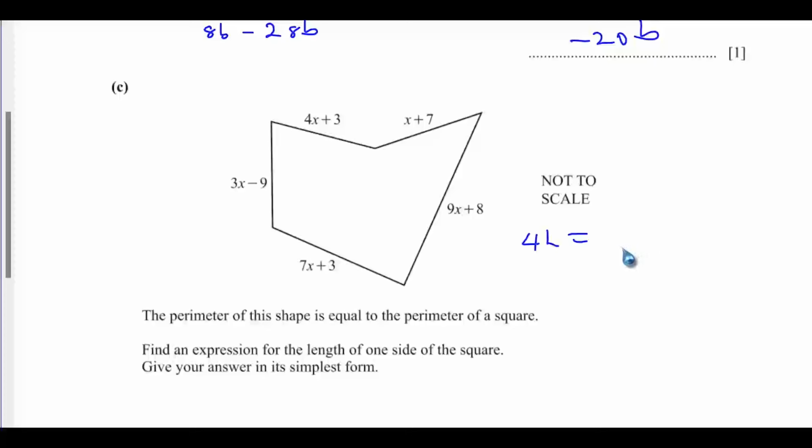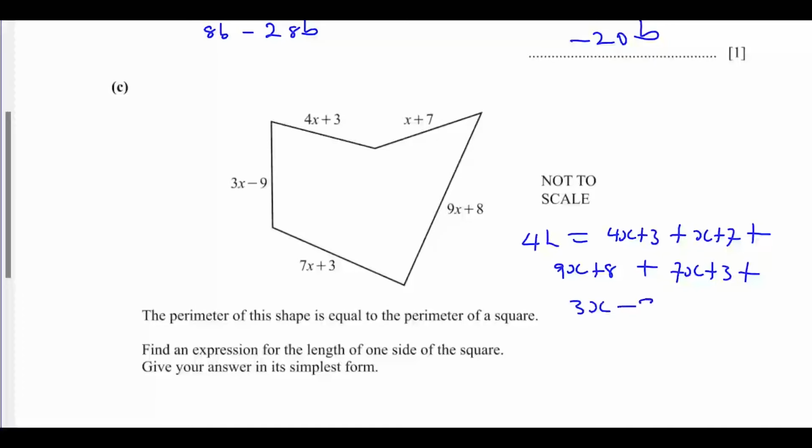So that will be 4x plus 3, add x plus 7, add 9x plus 8, add 7x plus 3, add 3x minus 9. So that will give you 4L to be equals to, if you add 4x, 1x, 9x, 7x, 3x, that will give you 24x. It will be 24x.